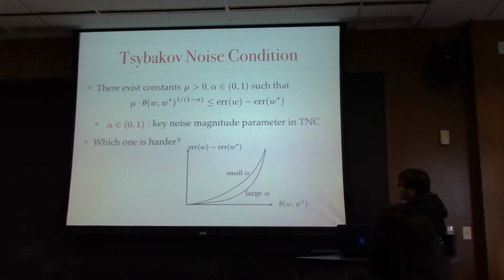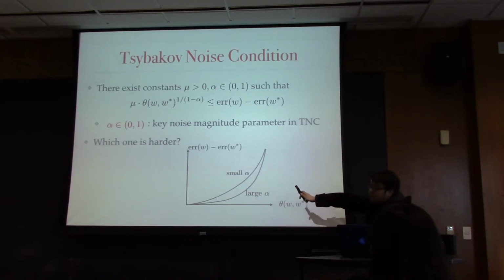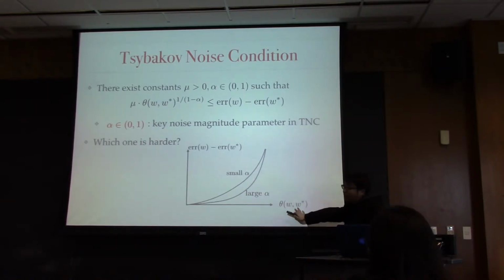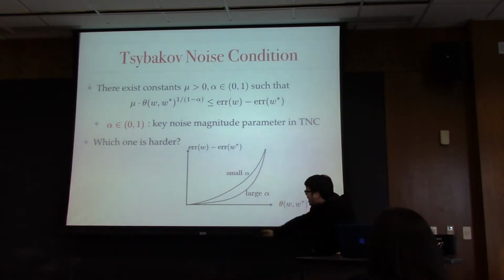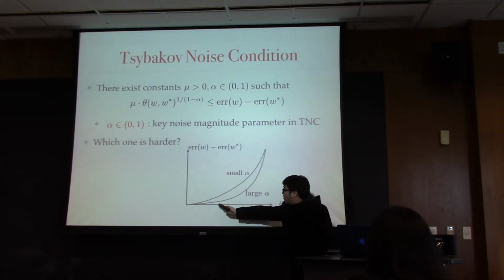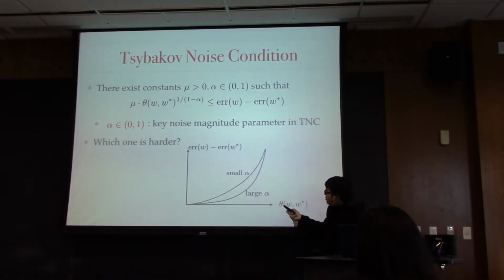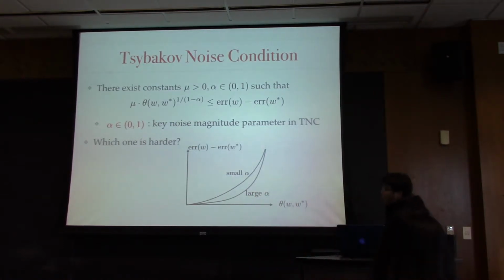Here I draw a figure of the excess error against the angle of the two classifiers. We can see if alpha is small, the excess error will grow quite quickly. And when alpha is large, the excess error will first grow very, very slowly when theta is very close to 0, but then it will grow even faster when theta is large. Intuitively, when alpha is large, the problem is harder.